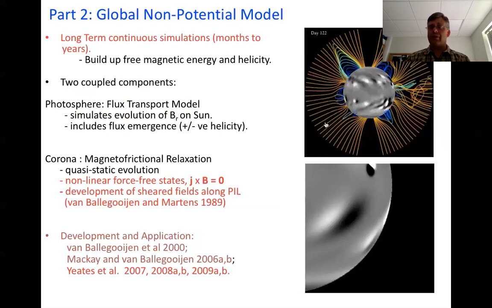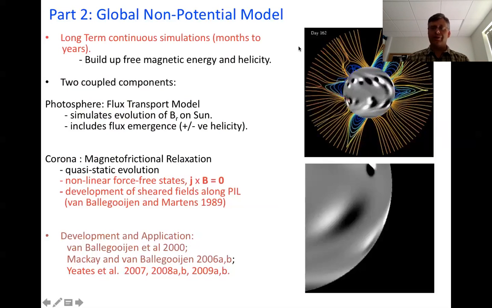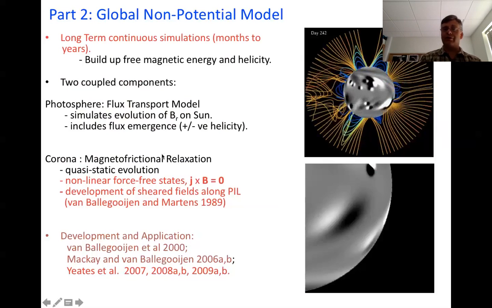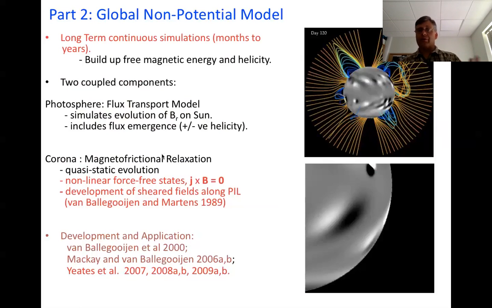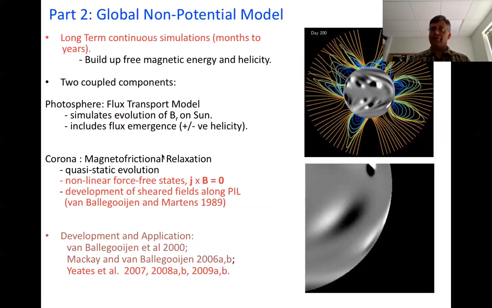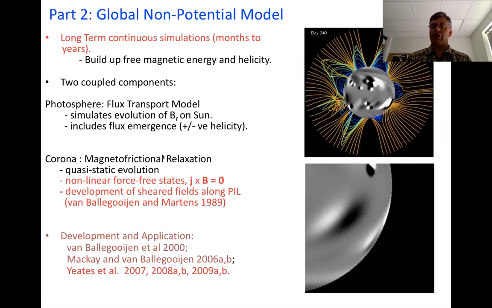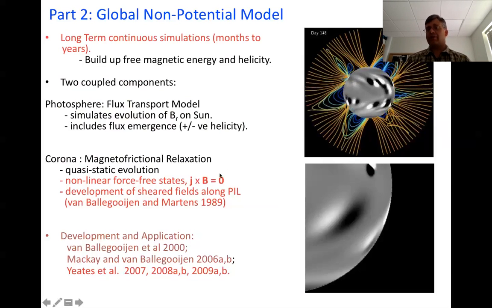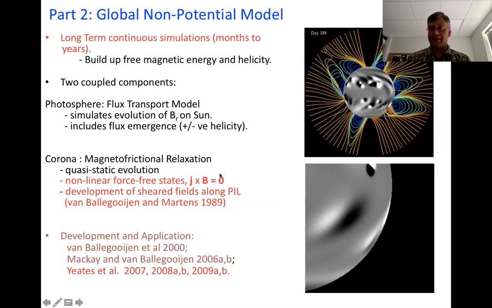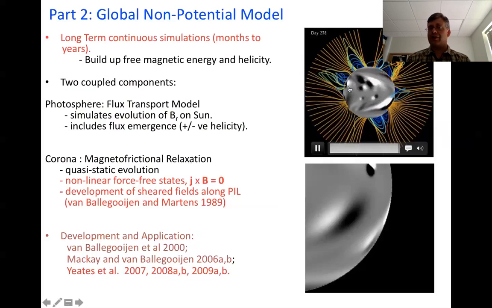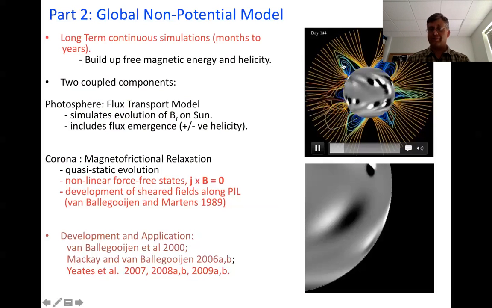So what we have to do in the coronal model is use a magnetofrictional relaxation technique instead, where we use a reduced MHD form. So what we're going to do here is, as the surface field evolves, this then evolves the coronal field through a series of quasi-static nonlinear force-free states based on the surface motions that we are applying. And effectively then, through that, we can study the buildup of energy and non-potentiality in the corona.